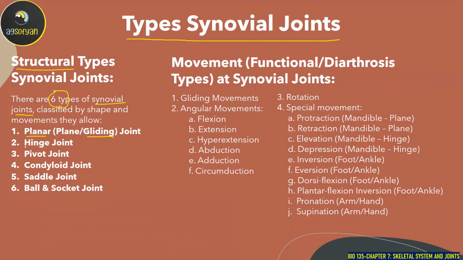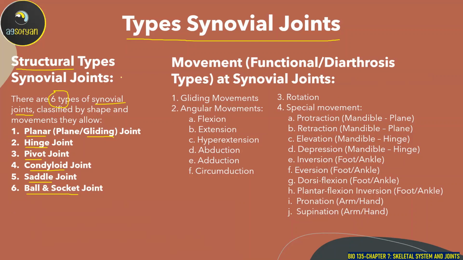The second one is called the hinge joint, just like hinge in the door. So the structure is very similar. Pivot joint, condyloid joint, saddle joint, and ball and socket type of joint. So these are the six types of synovial joint based on the structure.